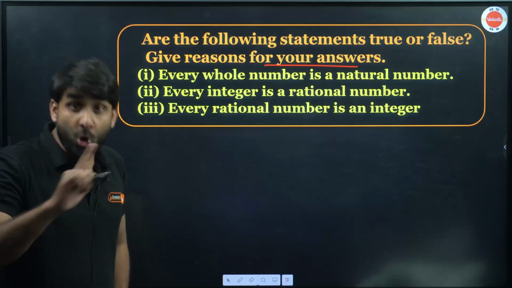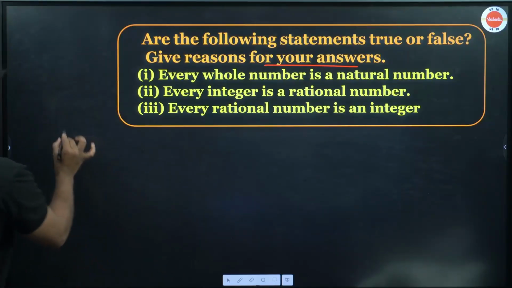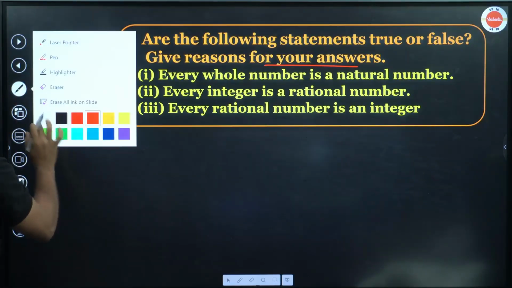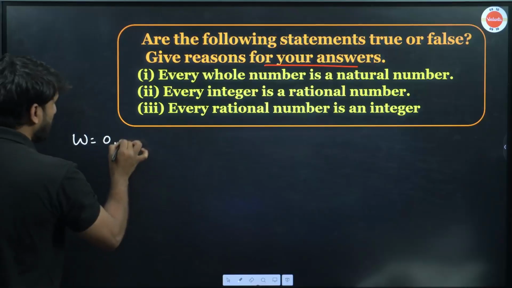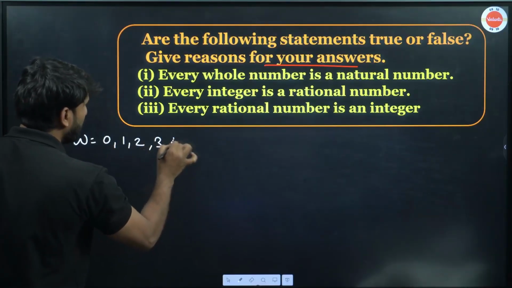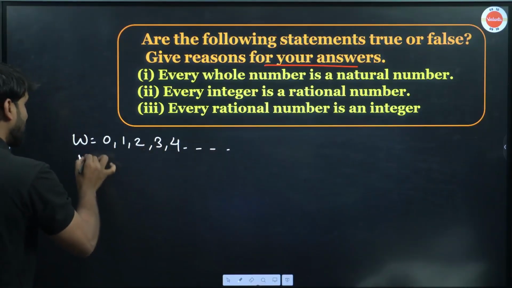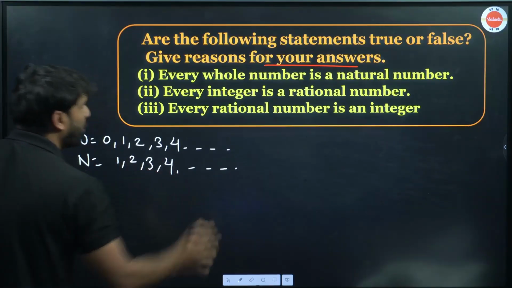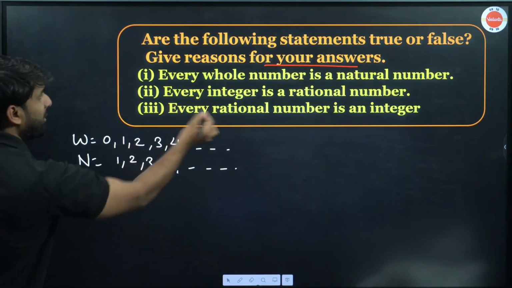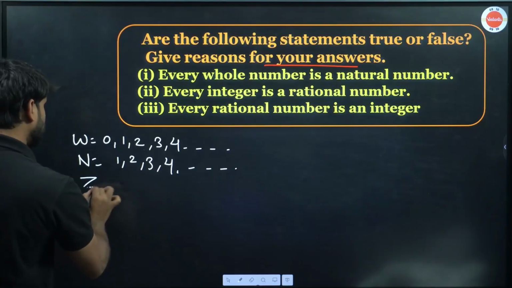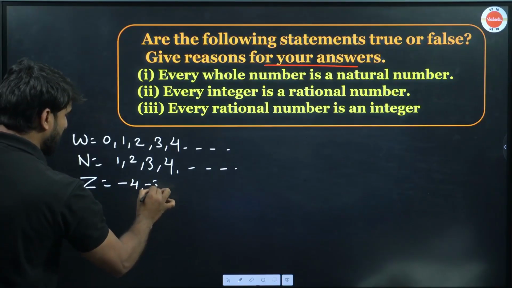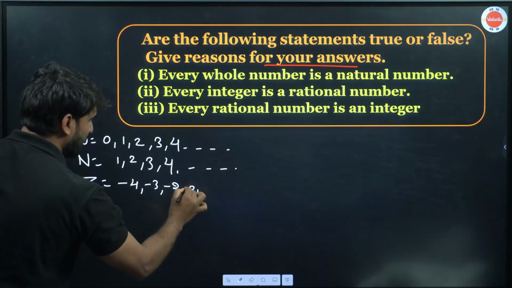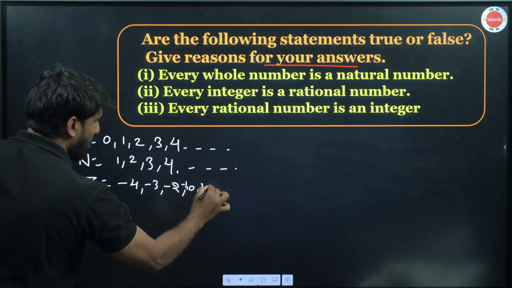No. Because my dear champion, if we look here, what is a whole number? 0, 1, 2, 3, 4 and so on. What is a natural number? It starts from 1, 2, 3, 4 and so on. Can you see here? And integers are also there. Integers mean minus 4, minus 3, minus 2, minus 1, 0, 1, 2 and so on.